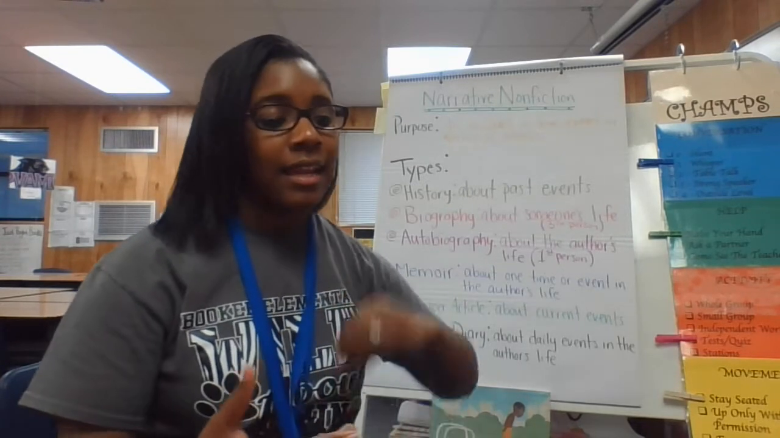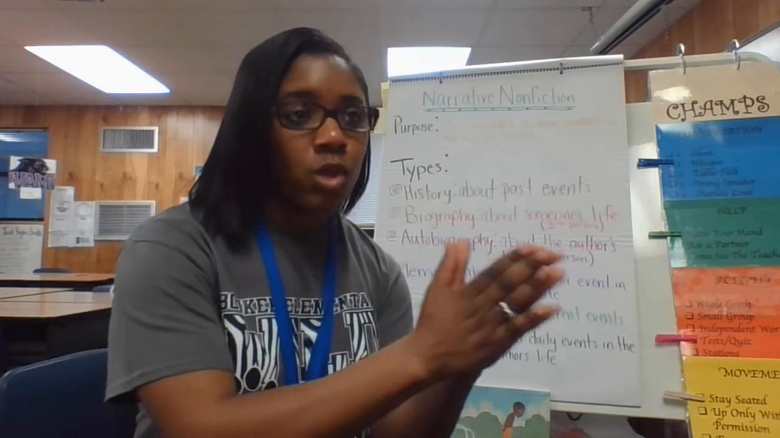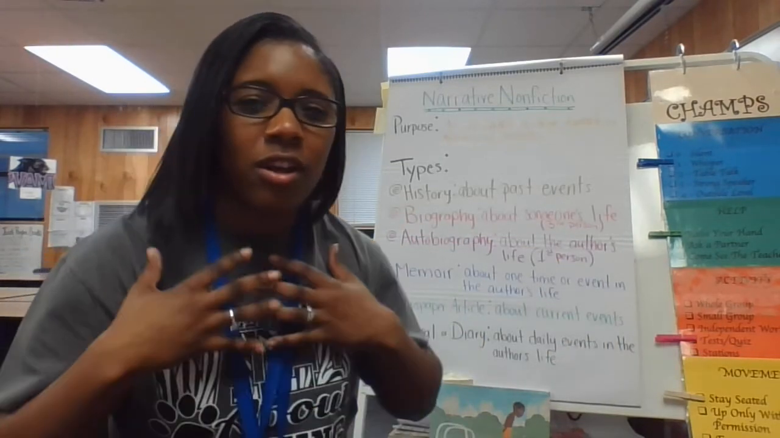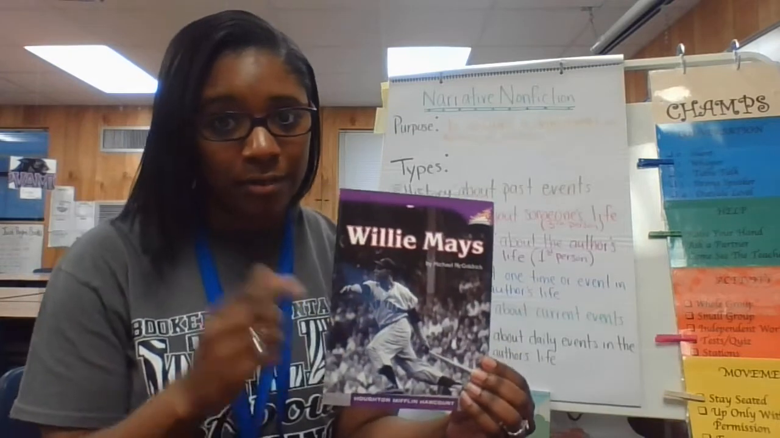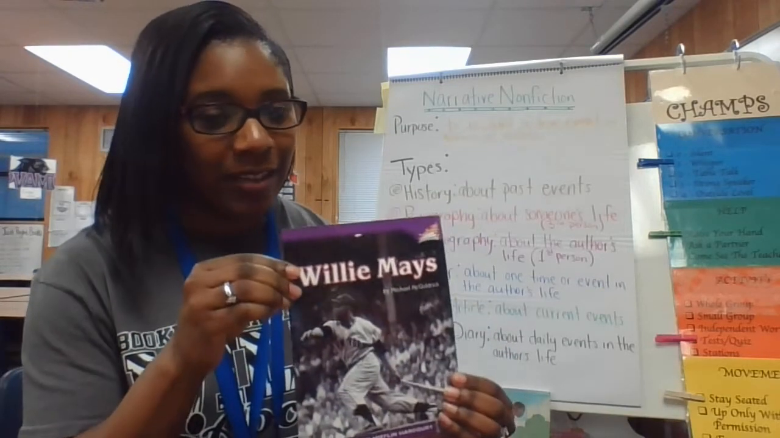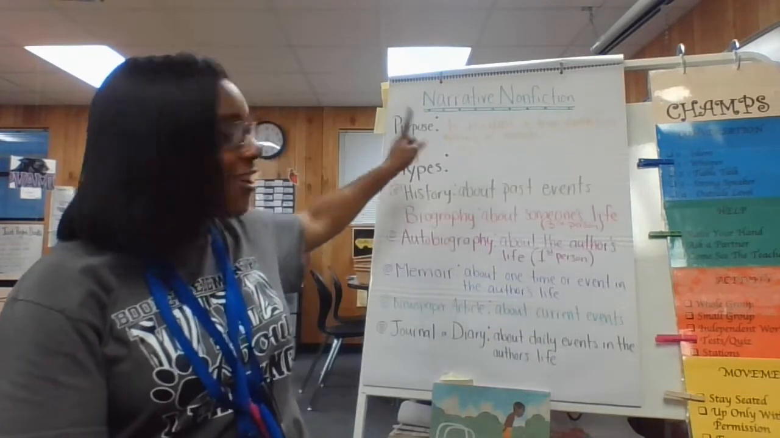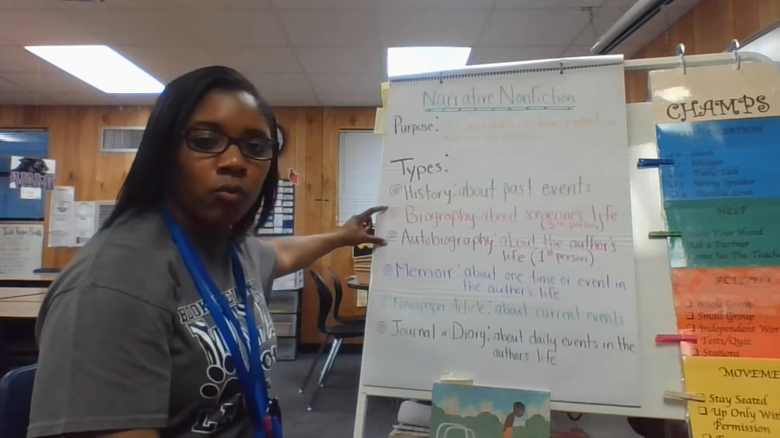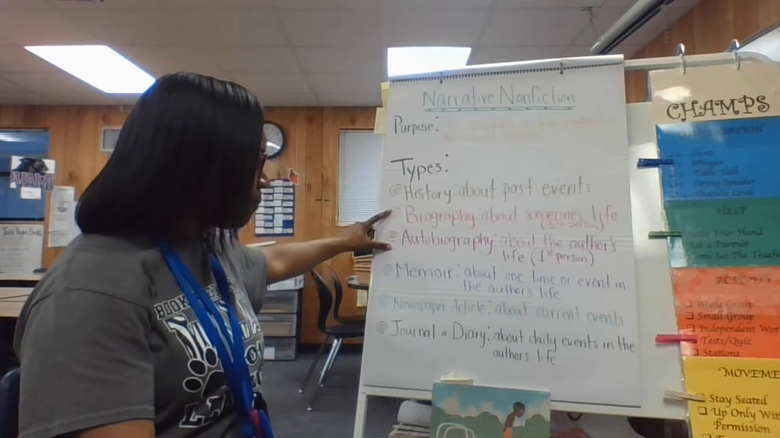First person means that that person is actually talking. They're saying, "I was born and I grew up in..." They're talking about themselves. That's autobiography. In a biography, someone else wrote the story about someone else's life. Okay? So, that's it. Narrative nonfiction has different types, but we're really going to hit biography and autobiography.